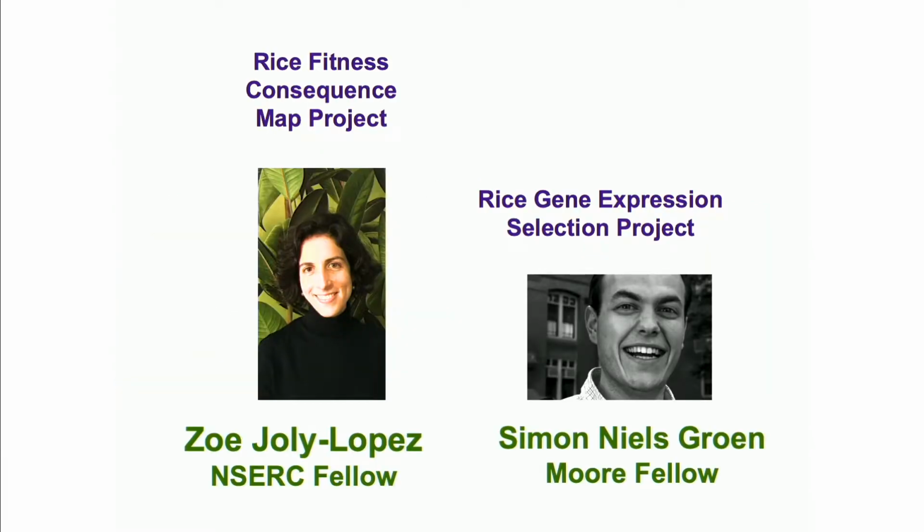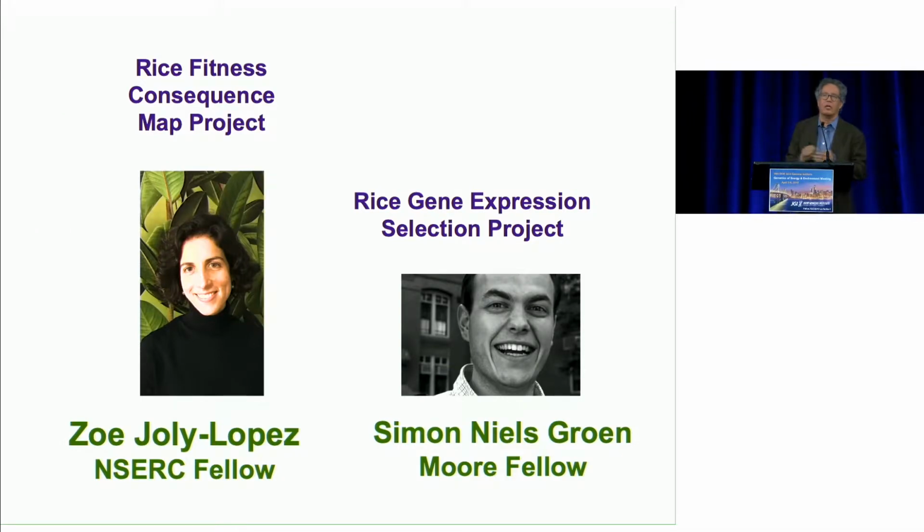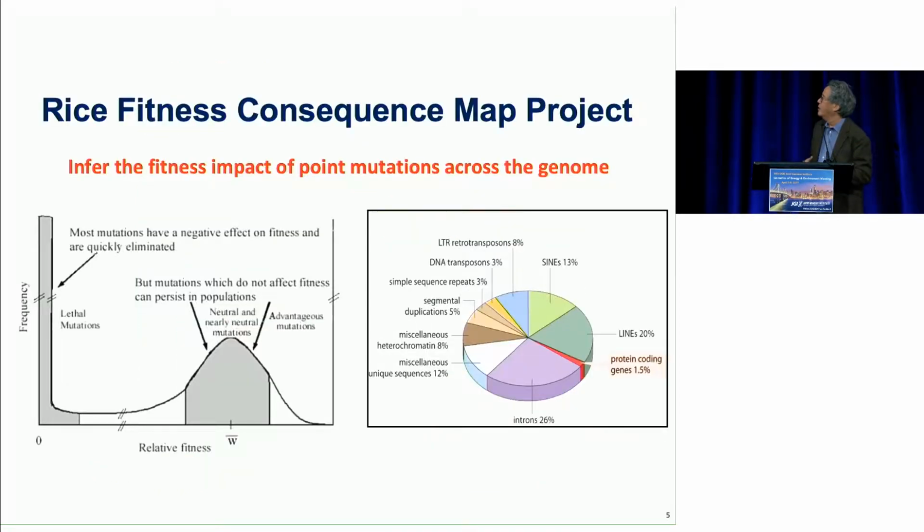So today I'm going to talk to you about two different projects. And these are the two postdocs who have taken on these projects several years ago, and they're now wrapping these up, and we're about to send out the papers that describe this. One is from Zoe Jolie Lopez, who undertook the task of basically making a map of fitness consequence across the entire rice genome. And what is that? And you'll see later on what that is. And then Niels Groen, who was looking at trying to understand how selection acts on the expression levels or the levels of transcript in the rice genome. So let's jump immediately into these two areas.